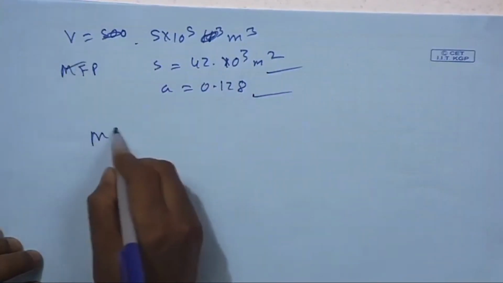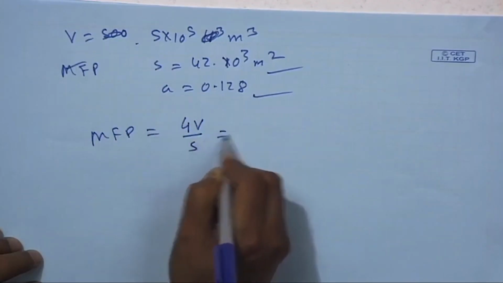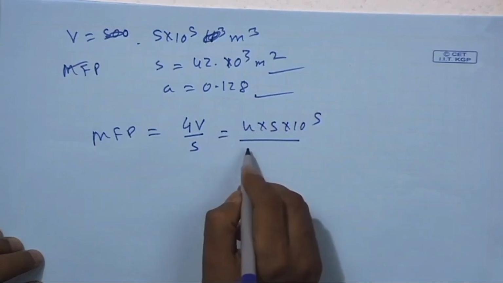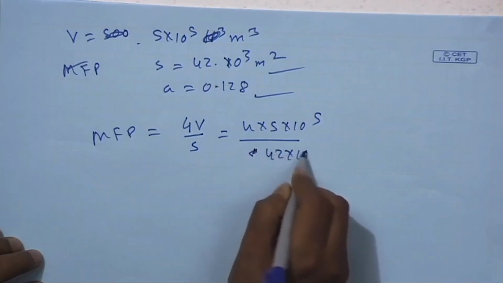What is MFP? It is nothing but 4 V by S. So, 4 into 5 into 10 to the power 5 divided by S. S is nothing but 42 into 10 to the power 3.